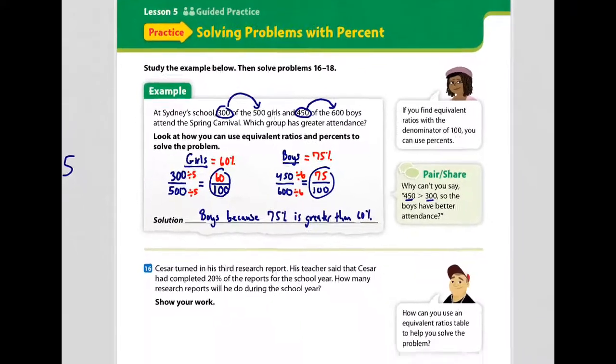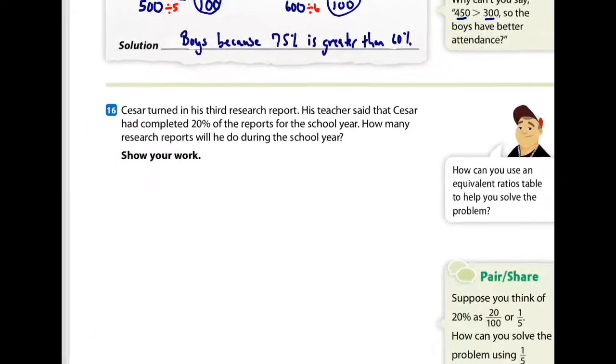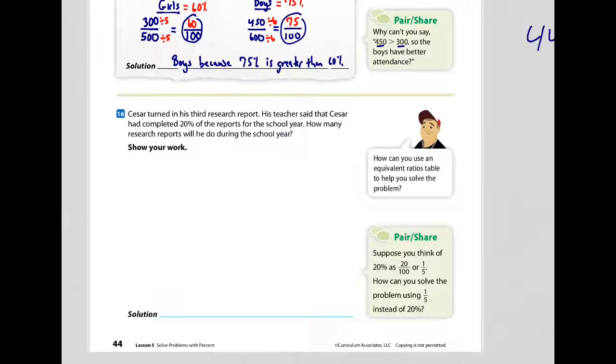Now, that is one example of a problem you're going to be doing today. So what we're going to do on page 44 and 45 is we're going to have you work on these problems on your own, and then I'm going to go over them in the video. So your first job is you are going to do 16 and only 16. You're going to show your work in this space and write your solution on the line.